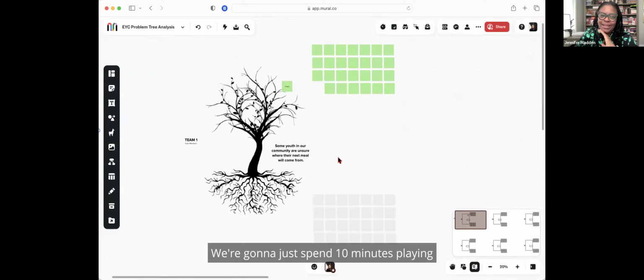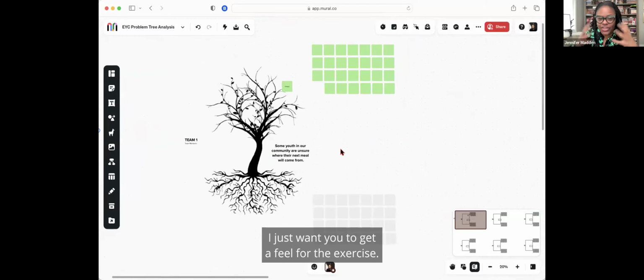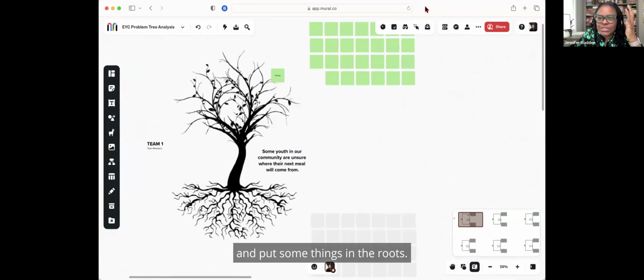We're gonna just spend 10 minutes playing around with the mural board. I just want you to get a feel for the exercise. You'll be able to create these mural boards. You can recreate the tree with Post-it notes in your office and a made up tree. But again, it's just the idea of find a tree, put some things in the leaves, and put some things in the roots. So let's just give it a shot.